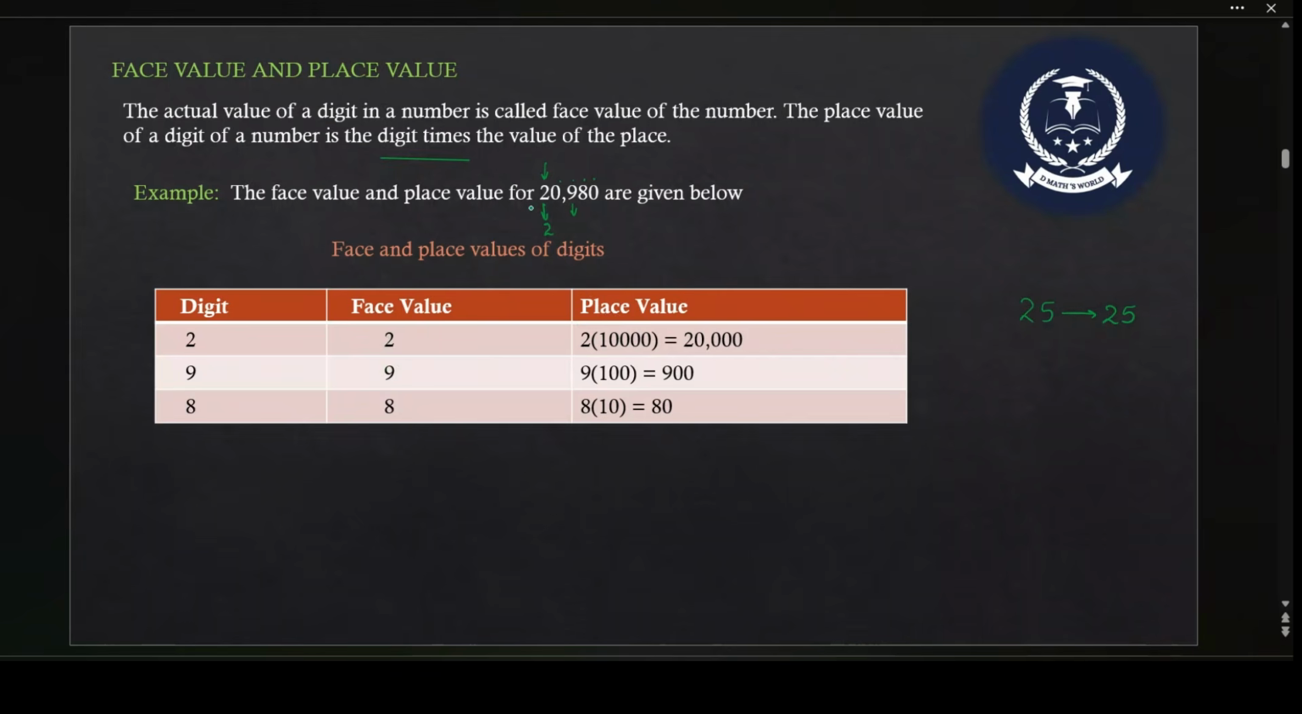But the place value, how can we write it down? We learned in the previous slide, if I'm writing 2, I can count here 1, 10, 100, 1,000, 10,000. So we put down 2 times 10,000. So it would be 20,000. Now I'm coming to 9. So 1, 10, 100. We will multiply by 100. 9 times 100 would be 900. And then 8. 8 times 10 would be 80. I hope you are understanding this.